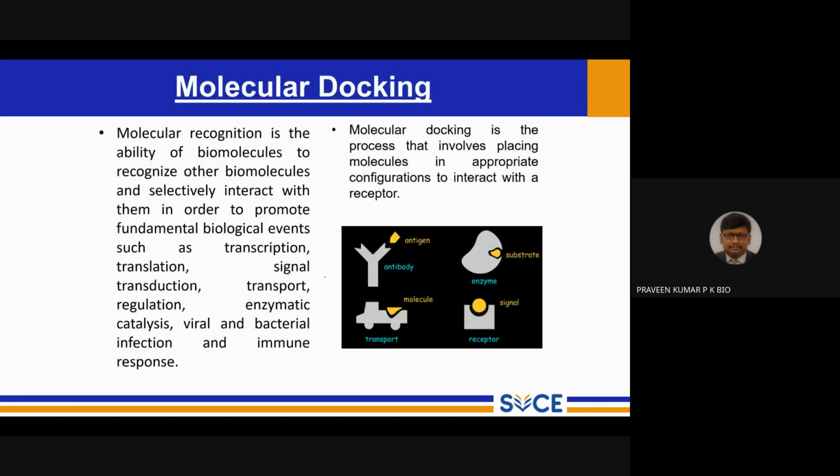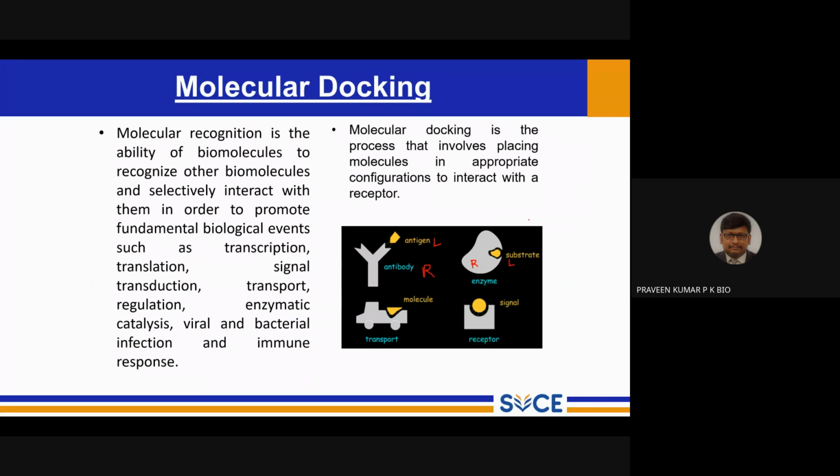What is molecular docking? From the beginning, I was explaining about docking. I told you there are majorly two technical terms. One is the ligand, the other is the receptor. The receptor is usually a large one. In this case, the enzyme is your receptor and the ligand is your substrate.